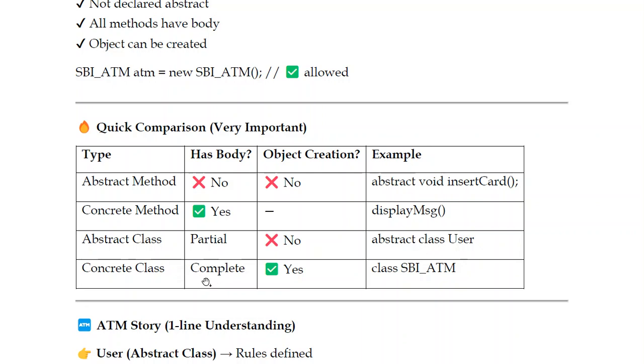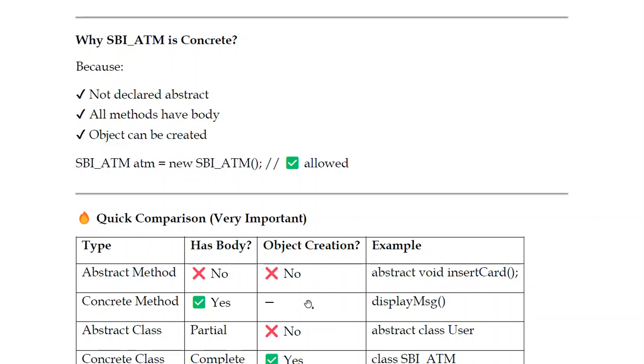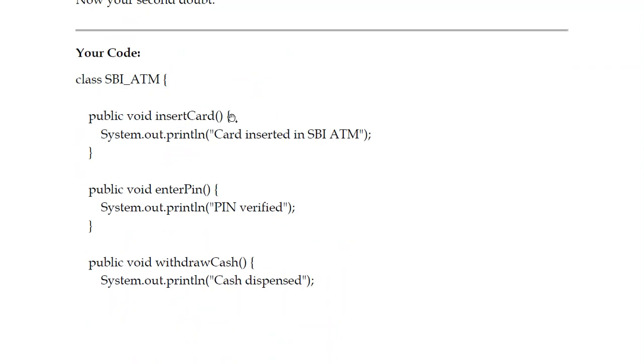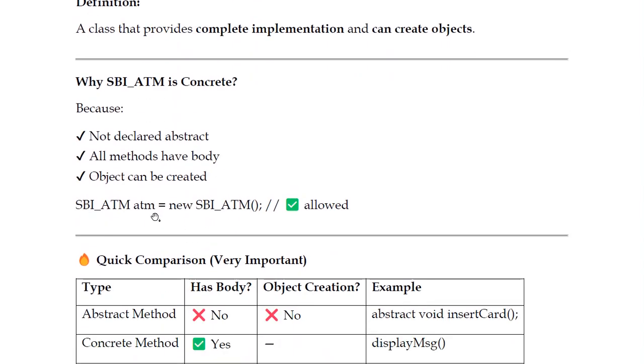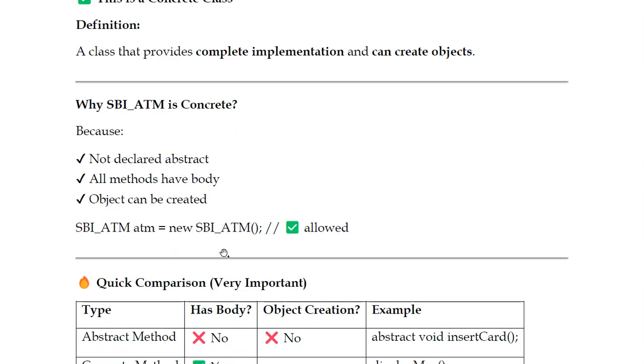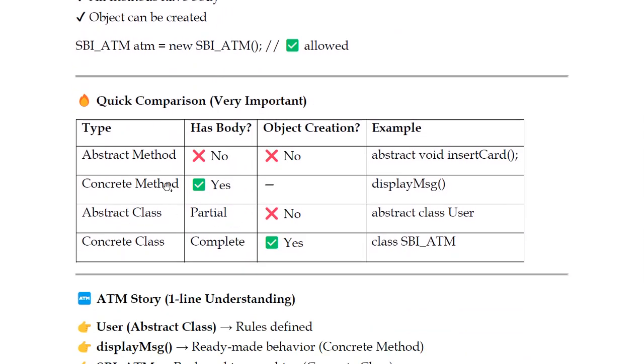Concrete class means complete body is available for the implementation, and object creation is possible. Yes. You have confused the word. For a method, it is not possible to create the object, and it is not required. Why are you calling a method like void insert card? This method is invoked by the object. As I already told you, ATM dot insert card, ATM dot enter pin, ATM dot withdraw cash. That is possible. So don't confuse the word.